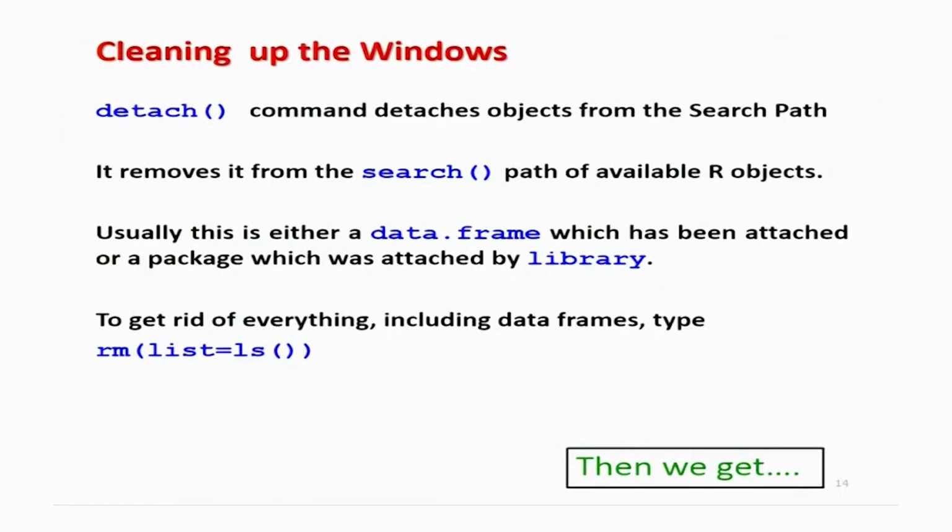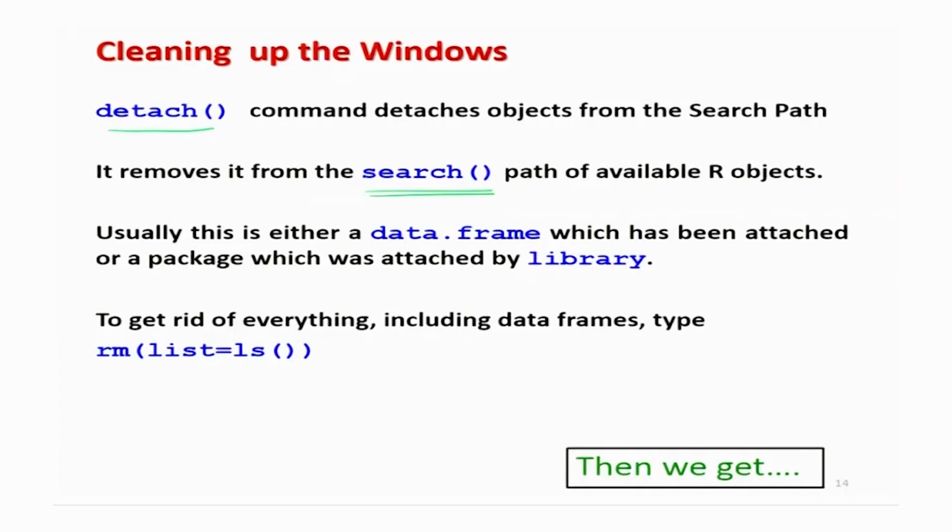And similarly, if you recall, we also discussed one command, detach. This was a command which removes an object from the search path, the path of the commands which are available for the R objects. Actually this detach command is a very general command.